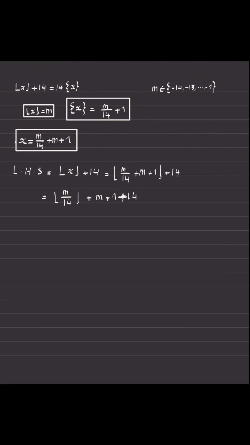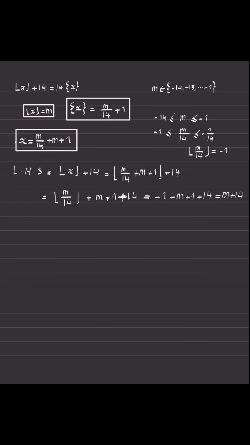Okay, but m is somewhere between minus 14 and minus 1. If I divide by 14, what happens? It becomes between -1 and -1 over 14. So if I ask you what is the floor of such a number, definitely you will tell me -1. So then it becomes -1 plus m plus 1 plus 14. So the answer becomes simply m plus 14. That is your left hand side.